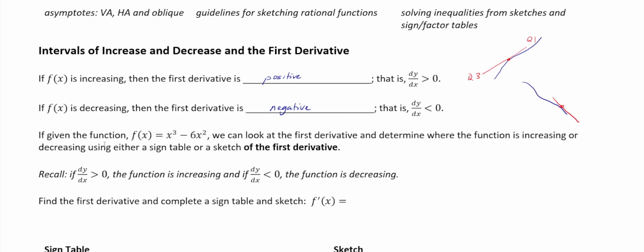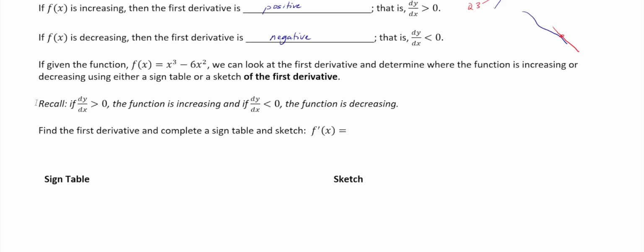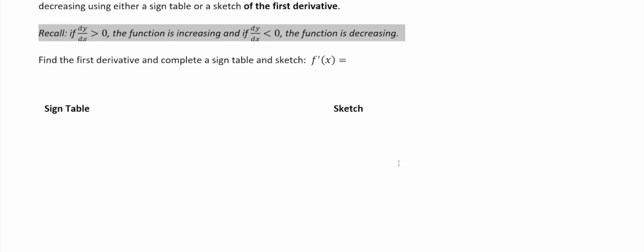If given the function f of x is equal to x cubed minus 6x squared, we can look at the first derivative and determine where the function is increasing or decreasing using either a sign table or a sketch of the first derivative. So again, we repeat right here, if the first derivative is positive, the function is increasing, and if the first derivative is negative, the function is decreasing. So let's find the first derivative and complete a sign table and a sketch.